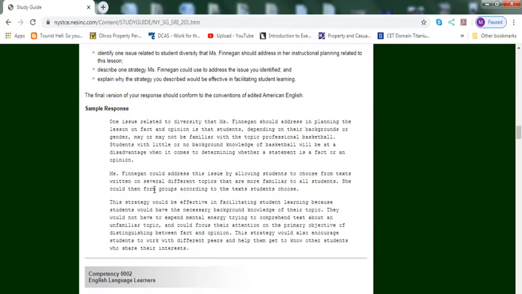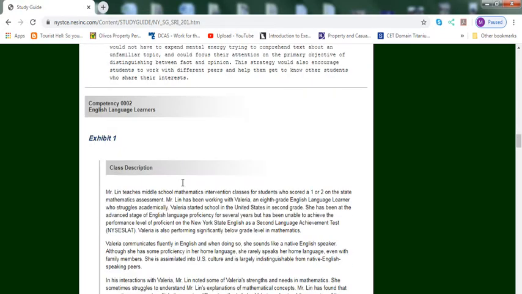As you can see over here, Ms. Finnegan could address the issue by allowing students to choose from texts written on several different topics. As you can see, describe one strategy Ms. Finnegan could use to address the issue you identified. Now, you identified her issue, and you're explaining why the strategy you described will be effective in facilitating students' learning. So basically, you're saying how the issue you picked could be addressed, and how it's going to be beneficial if you plan to implement the lesson. Basically, that's what this is about.